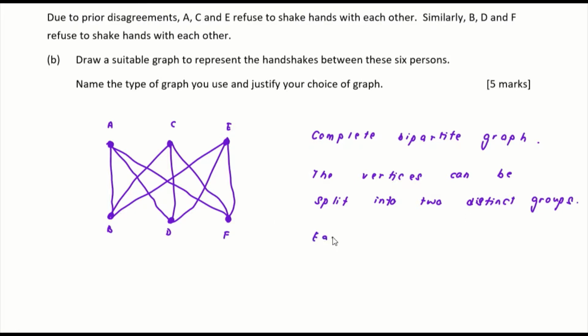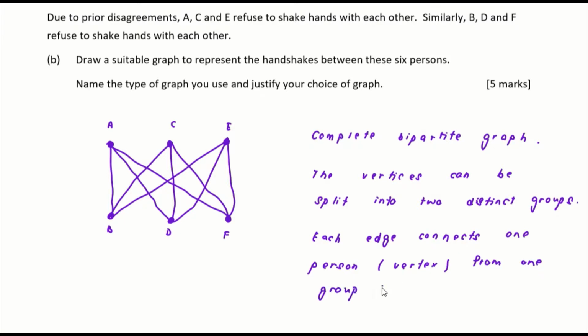So each edge connects one person, which means the vertex, from one group to the other group. Alright, so that's basically the justification that you can give when you're using bipartite.